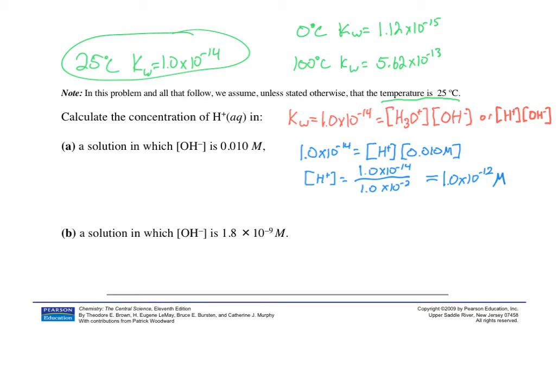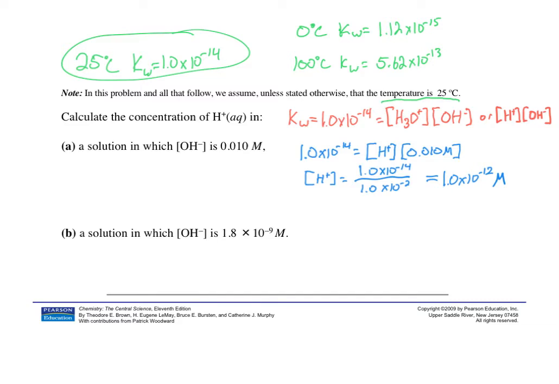So we know the relationship, right? That the proton concentration times the hydroxide concentration equals 1 times 10 to the minus 14. Rearrange this equation so you can solve for the proton concentration: 1.0 times 10 to the minus 14 divided by the concentration of your hydroxide, 1.0 times 10 to the minus 2, you get 1.0 times 10 to the minus 12 molar.